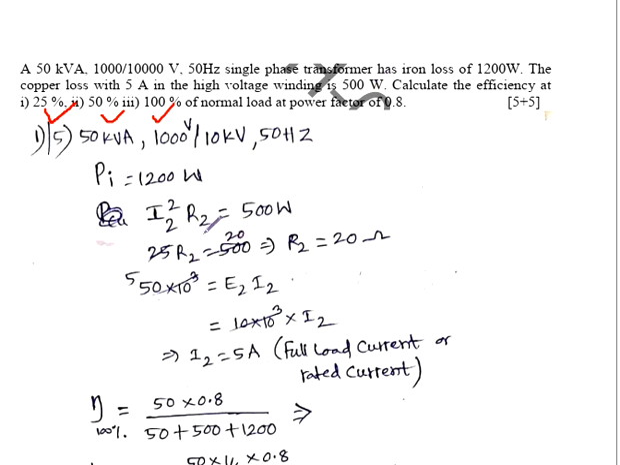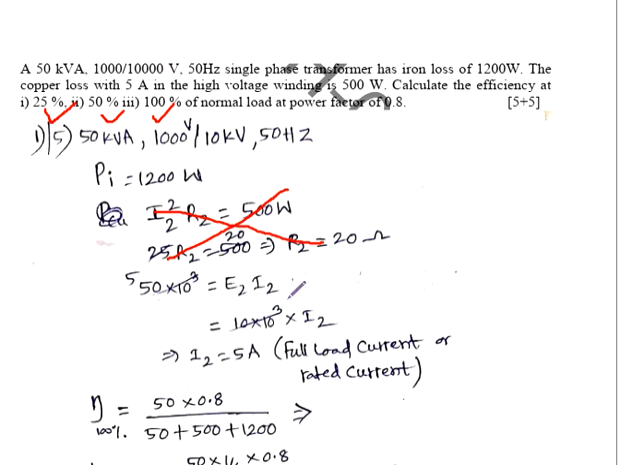What we actually need to get here is I2. We don't need to get R2. This part is not required here. We need to determine the loading, whether this 5 ampere is full load or half load. For that, what do we need to know? We need to know the full load current first. Right, how to get the full load current?